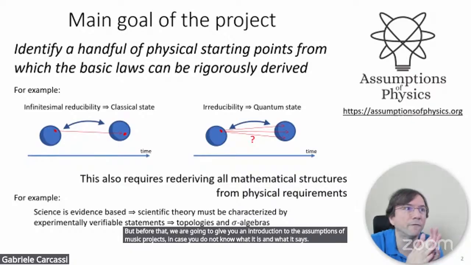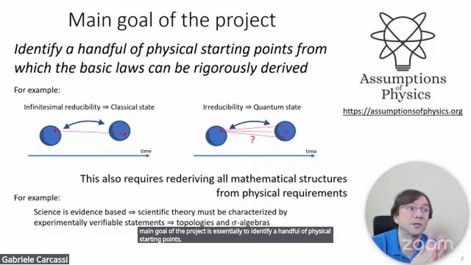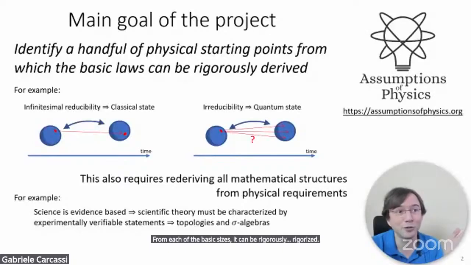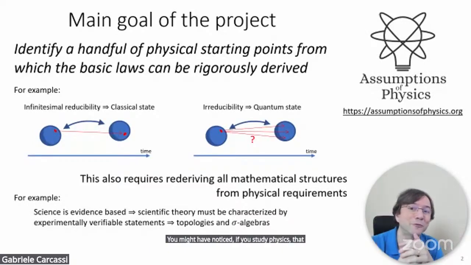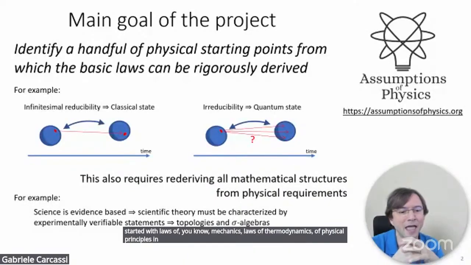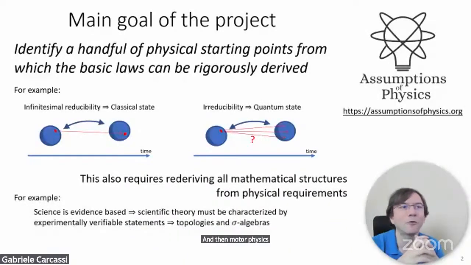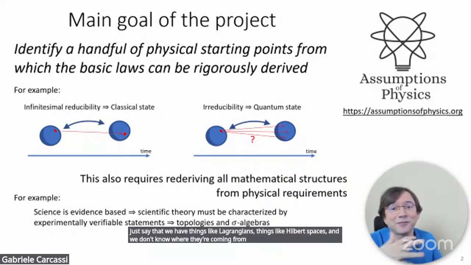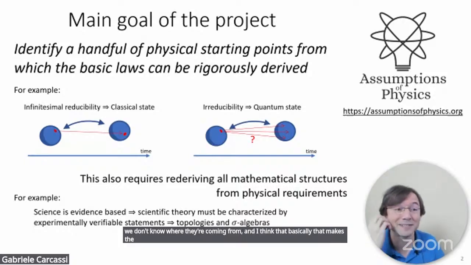So the main goal of the project is essentially to identify a handful of physical starting points from which the basic laws can be rigorously rederived. You might have noticed, if you studied physics, that the good old theories started with laws of mechanics, laws of thermodynamics, of physical principles in special relativity, and then modern physics started becoming more and more mathematical, where we just say that we have things like Lagrangians, things like Hilbert spaces, and we don't know where they're coming from. And I think that basically that makes the whole understanding of the physics opaque.